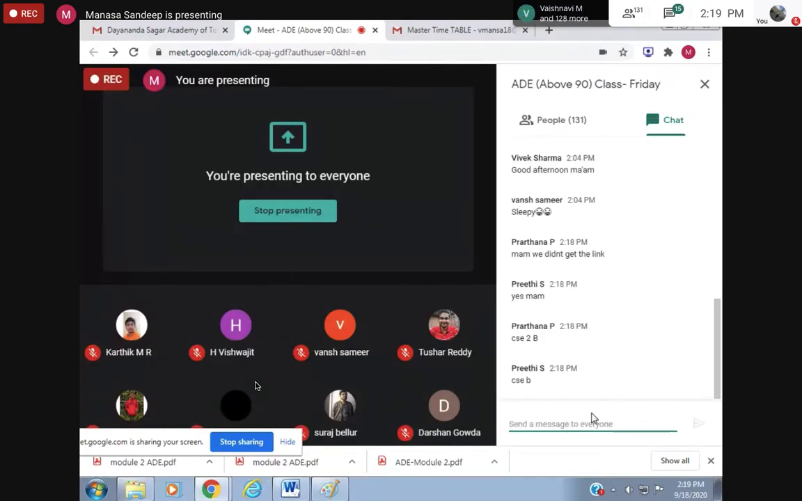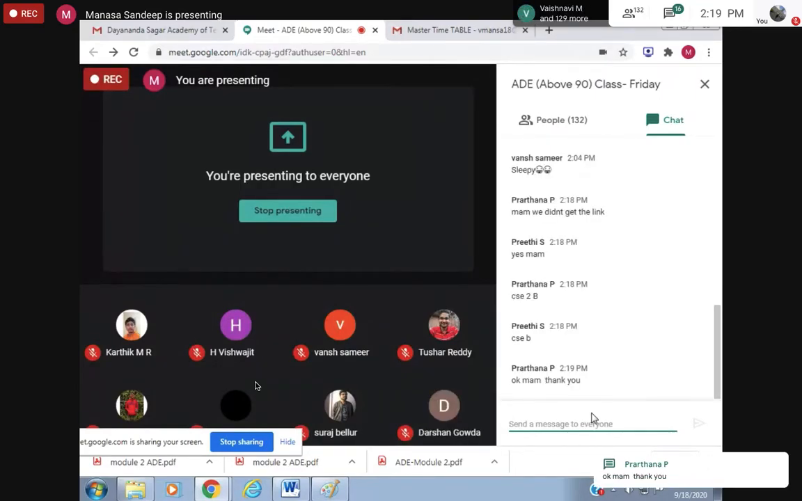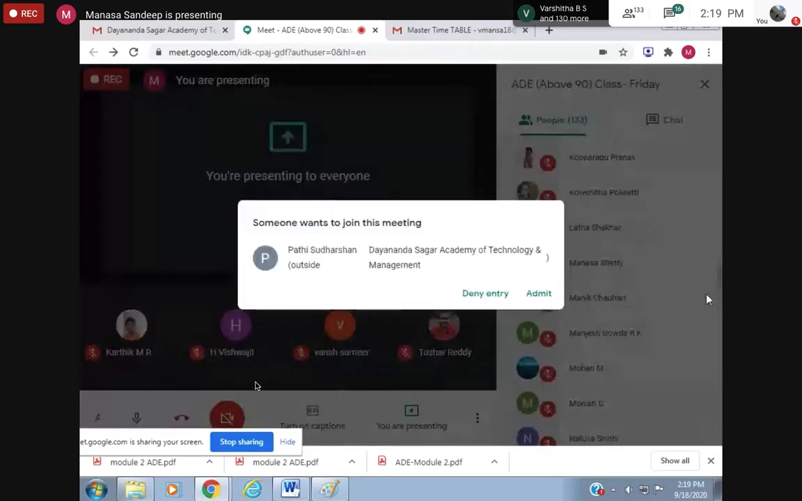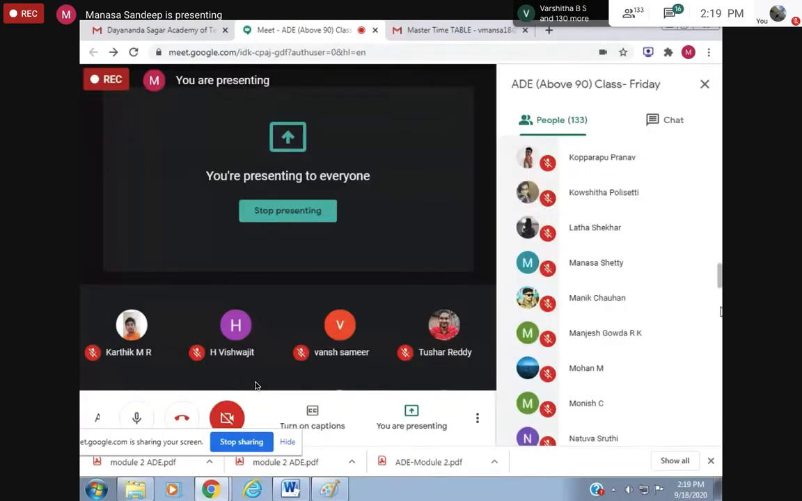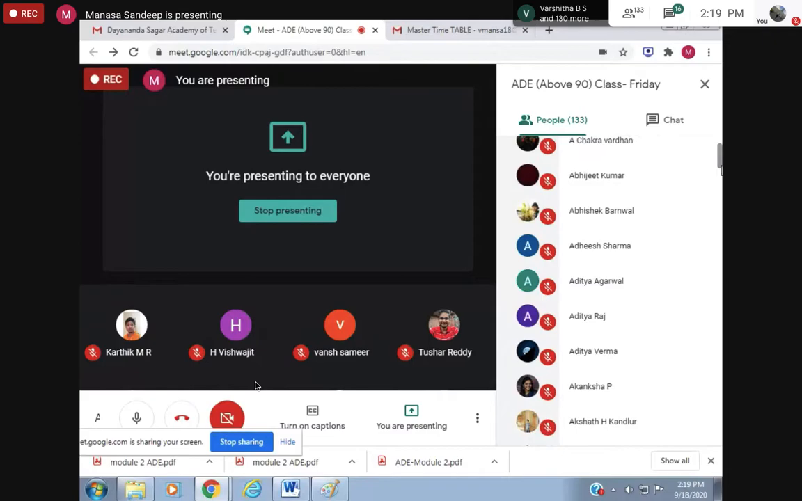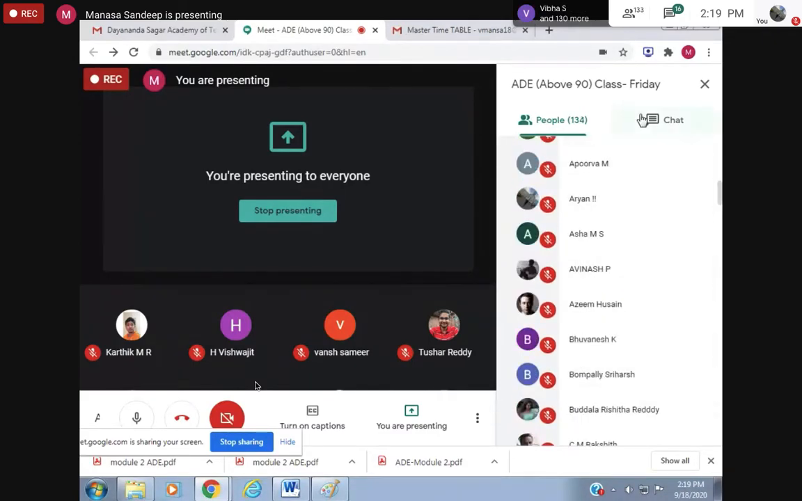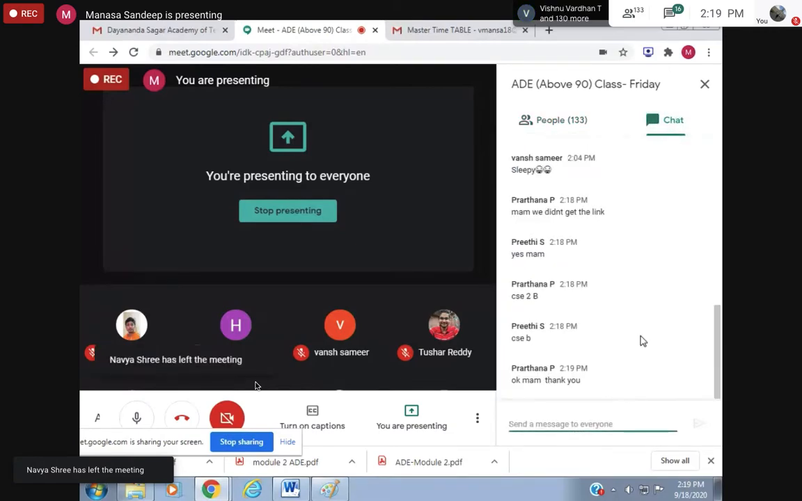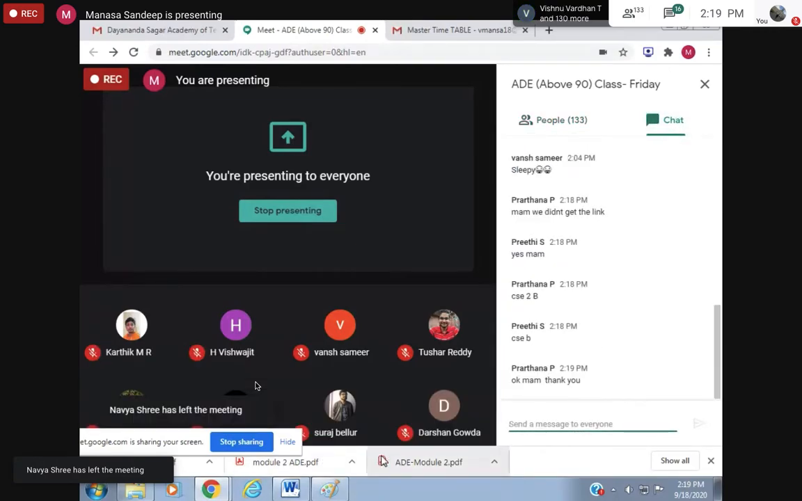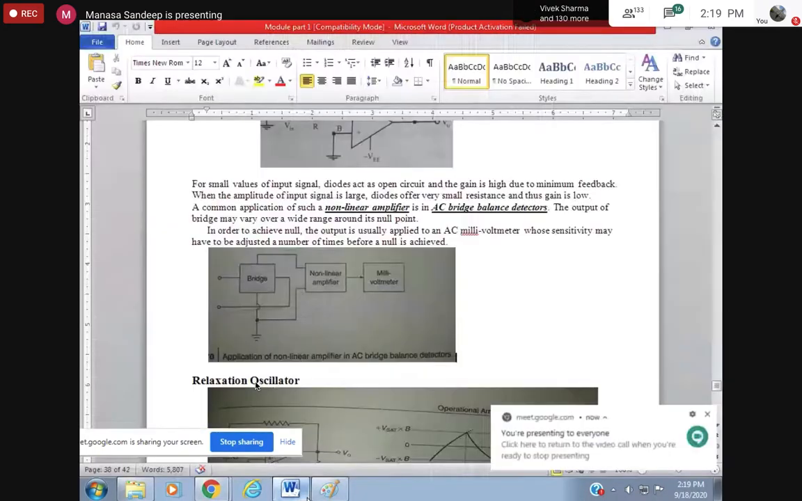For A section people, only today they'll be joining this one. From next class onwards, they'll be joining Asha ma'am's class, and she will be sending the link. She is also setting up a similar setup, where she'll set three classes and share those links, and you have to join with the same links. From next class onwards, no need to wait for the link. You can save this link and join with it.